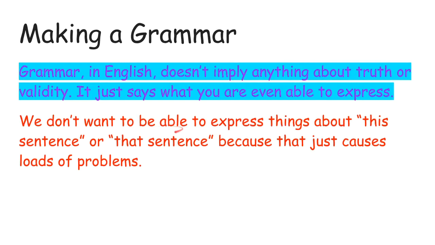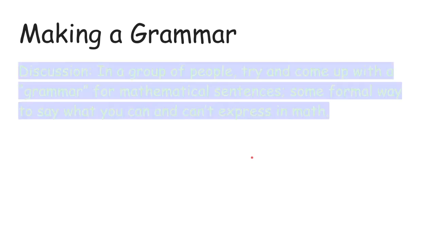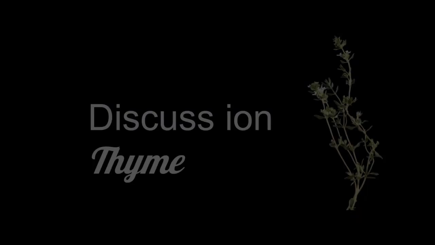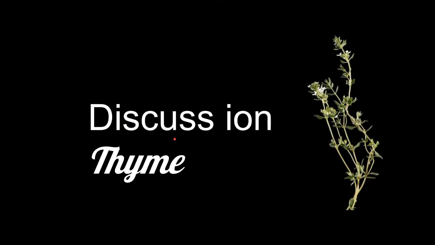So we don't want to be able to express things about this sentence or that sentence because that just causes loads of problems. That's a requirement that we want to have. And so now try to come up with some sort of grammar, some formal way to say what you can and can't express in math. All right, and now the lesson will end after you have this sort of thought process. That'll be it.